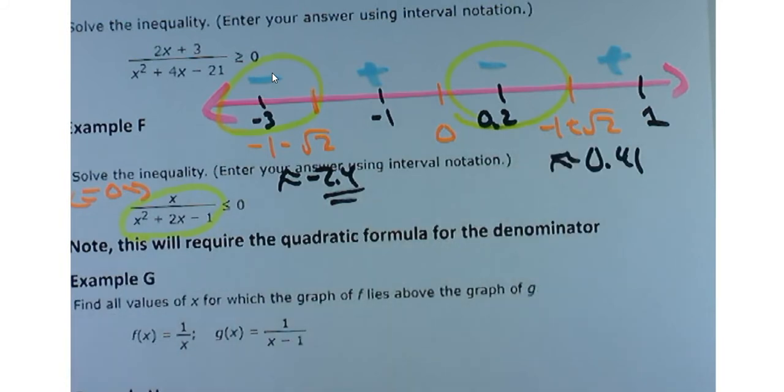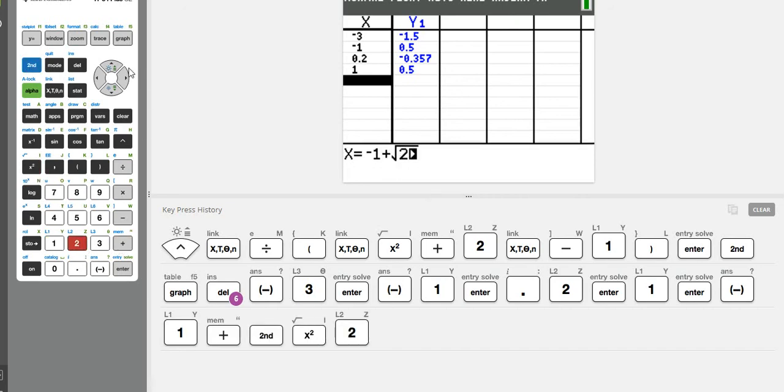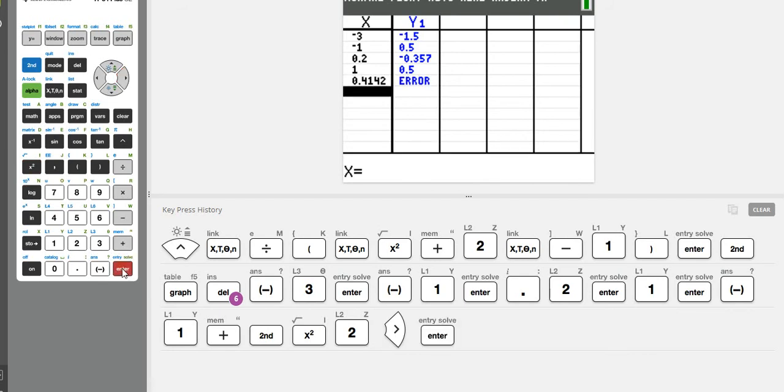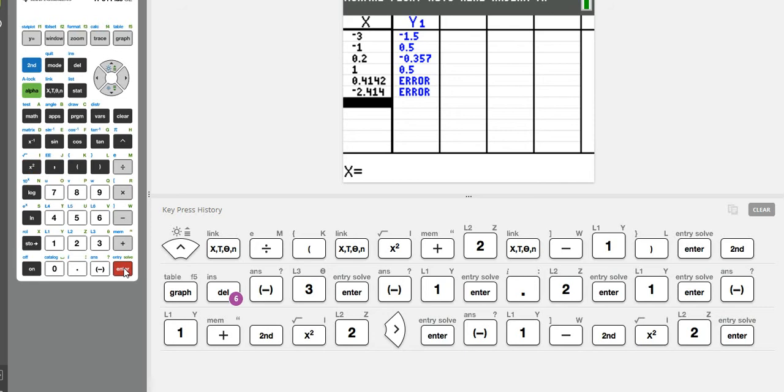I don't know as though your graphing calculator can help you out with this one or not. Let's find out. Chances are you might get a 0, but you might get a decimal value that's deceptively close to 0. Negative 1 plus the square root of 2. Let's see. I'm honestly curious. Error. Okay, so it did kind of remind you, like, you can't use that point. Negative 1 minus the square root of 2. And error again. So it's reminding you can't use those points.